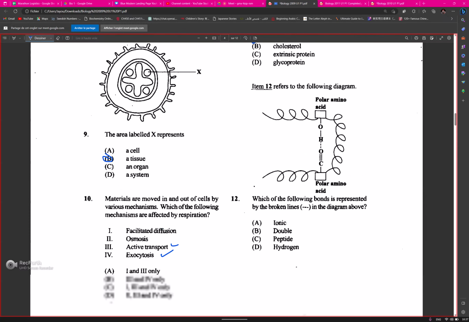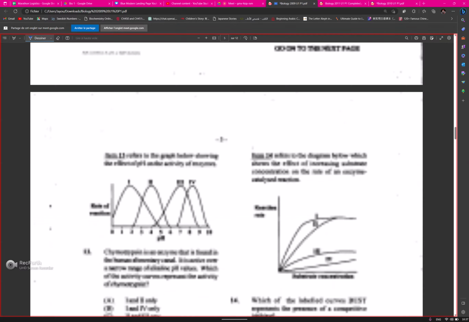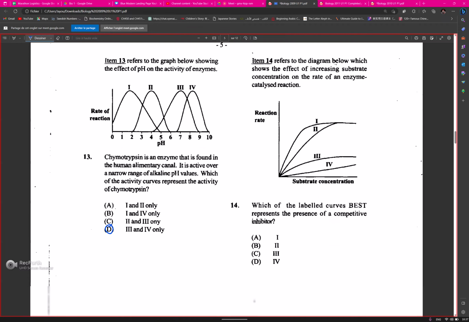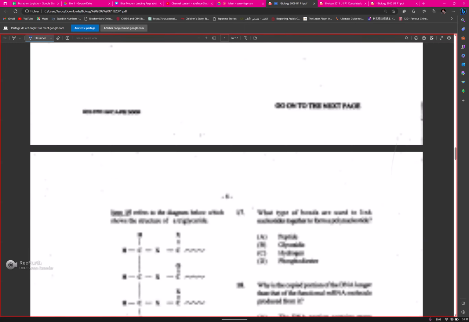Here, 12, which of the following bonds is represented by the dotted lines there? Wonderful. Okay, so here we see this. So, chymotrypsin is an enzyme that is found in the human alimentary canal. It is active over a narrow range of alkaline pHs. Which of the following curves represents the activity of chymotrypsin? Beautiful. Okay, we saw this before. From 2009, this question has been coming.